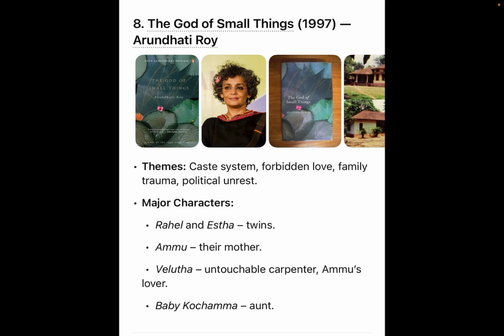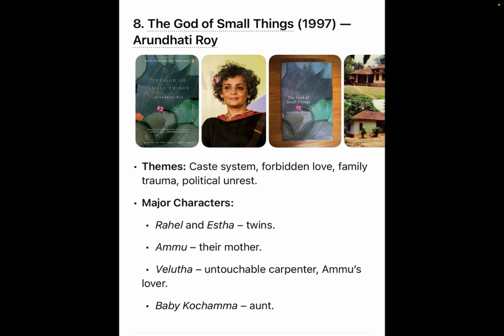And then what does the work talk about? The work talks about the caste system, it talks about forbidden love, it talks about family trauma, and then it explores the political unrest. So we have major characters Rahel and Esther, who happen to be fraternal twins, and then we have Ammu, who happens to be their mother, and then we have Velutha. So Velutha is an untouchable carpenter who is also a lover, right? And then we have Baby Kochamma. So Baby Kochamma is an aunt, right?